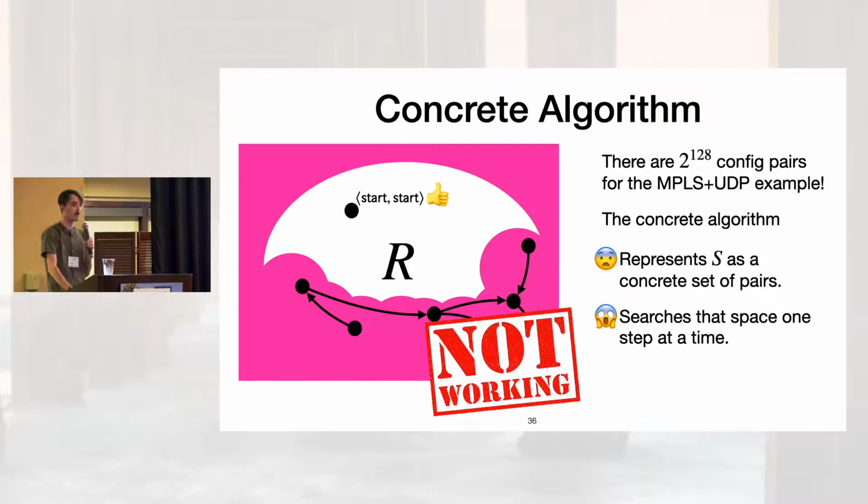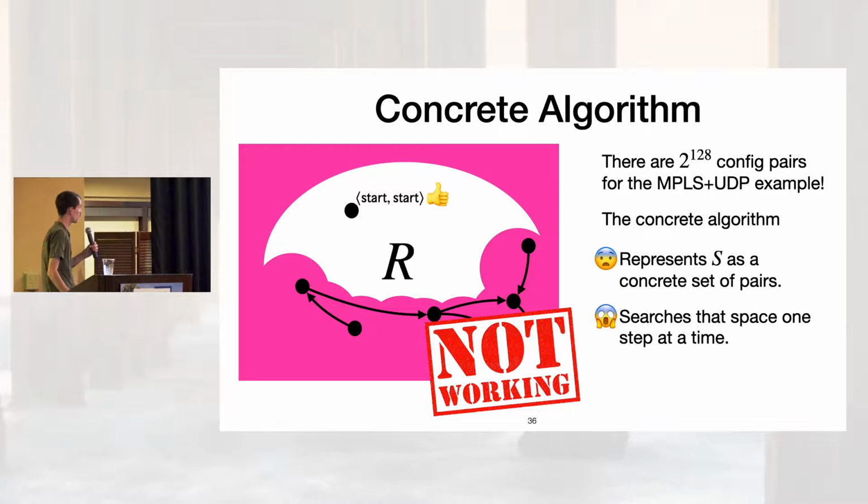So the problem is that the configuration space is, of course, enormous. These are big bit vectors, and most of those bits don't matter at all. So there are, on paper, 2 to 128-ish configuration pairs for that example I showed you earlier. And if you run the concrete algorithm on that, you'll probably have to wait until the heat death of the universe to see that they're the same. The problem is, you have a concrete set of these pairs, so that's not going to be workable. And you're also searching that space one step at a time, where most of these transitions are these buffering transitions that are sort of a bureaucratic definition and not really essential to how the automata are behaving.